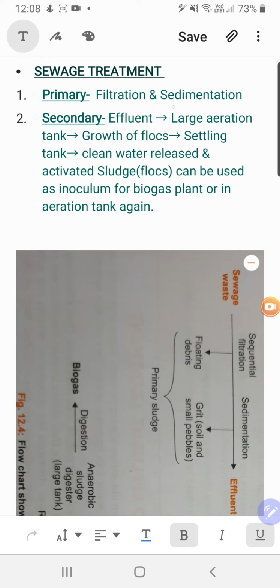So this effluent, when comes into the large aeration tank and undergoes continuous agitation, is actually equipped with much of air bubbles inside, and these air bubbles will be supporting the growth of microbes, the multiplication of microbes present in the effluent. I have written the word growth of flocks.